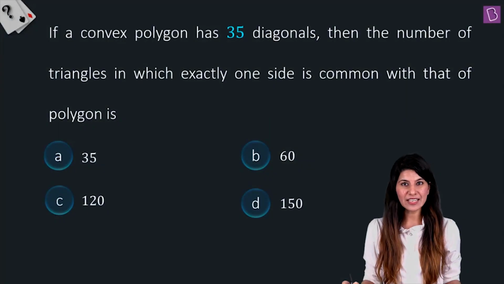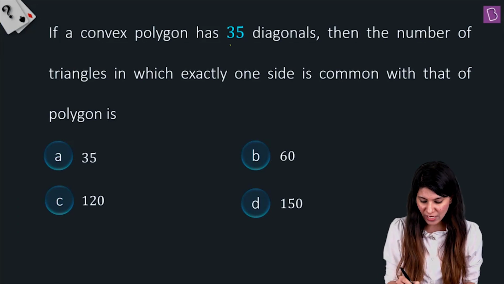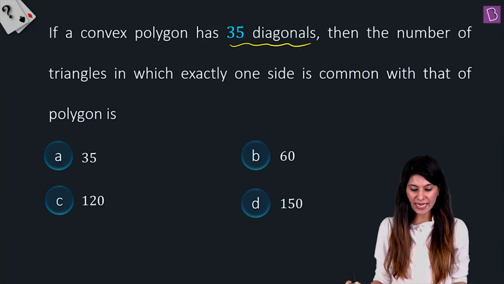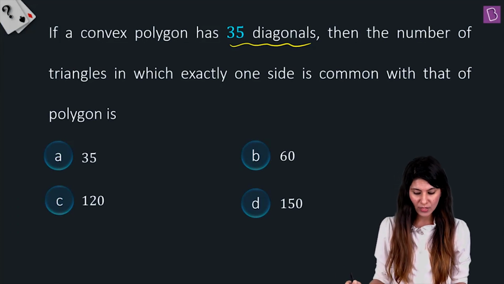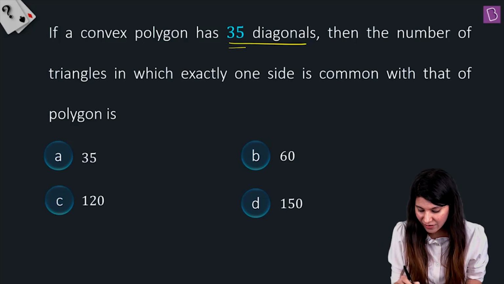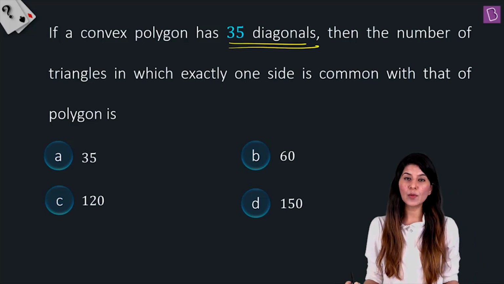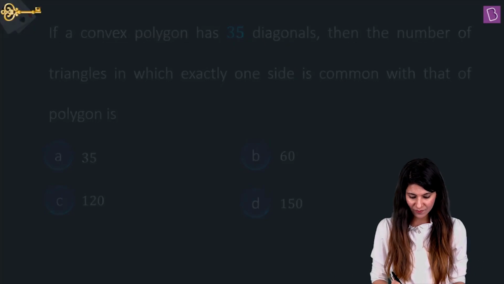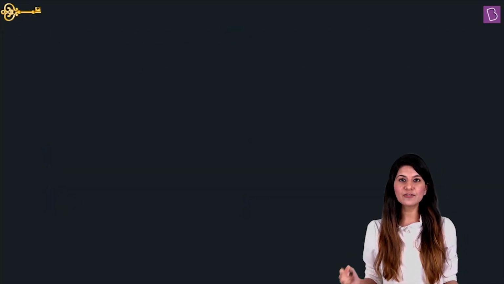In this question, it is given that we have a convex polygon which has 35 diagonals. Then we need to figure out the number of triangles in which exactly one side is common with that of the polygon. Okay. So the very first thing is 35 diagonals are there and we don't know how many sides or how many vertices of this polygon there are.